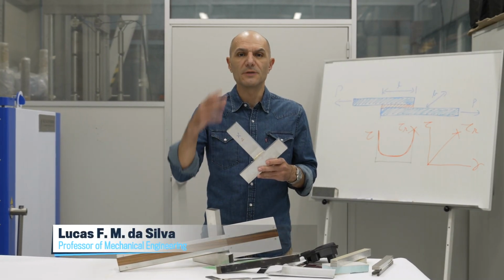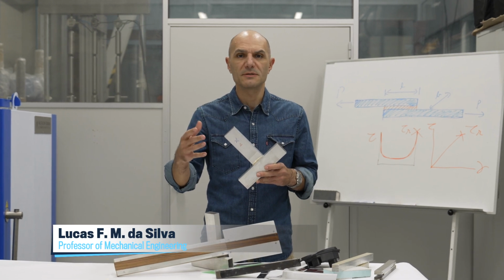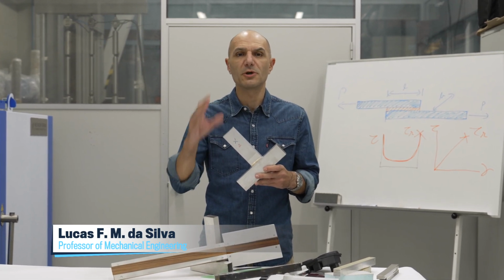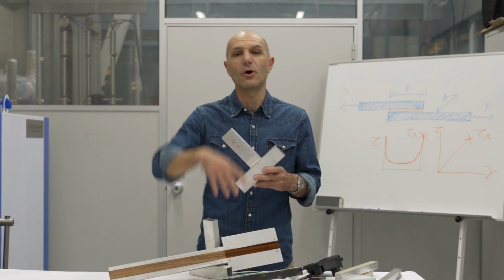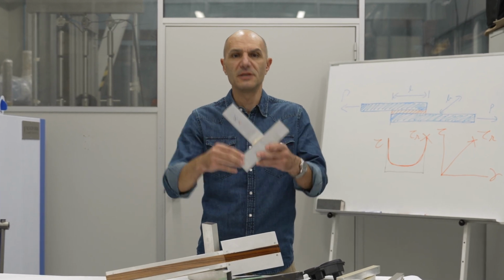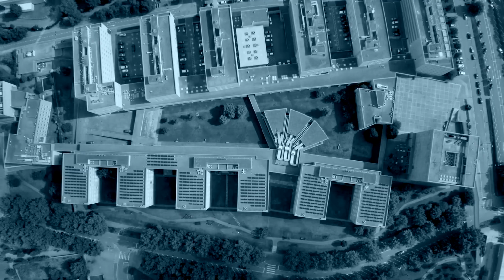Because the world is not only made of single-lap joints, we finish the section on joint design by talking about other types of joints, like T-joints, for example.